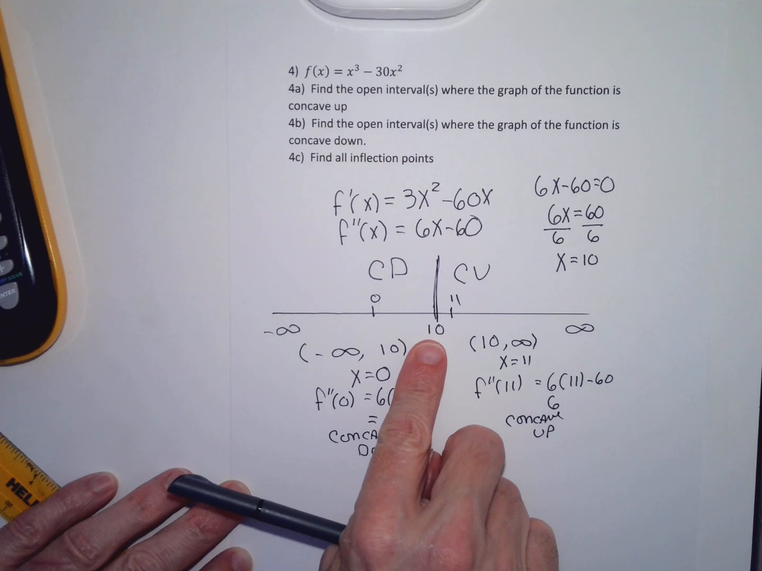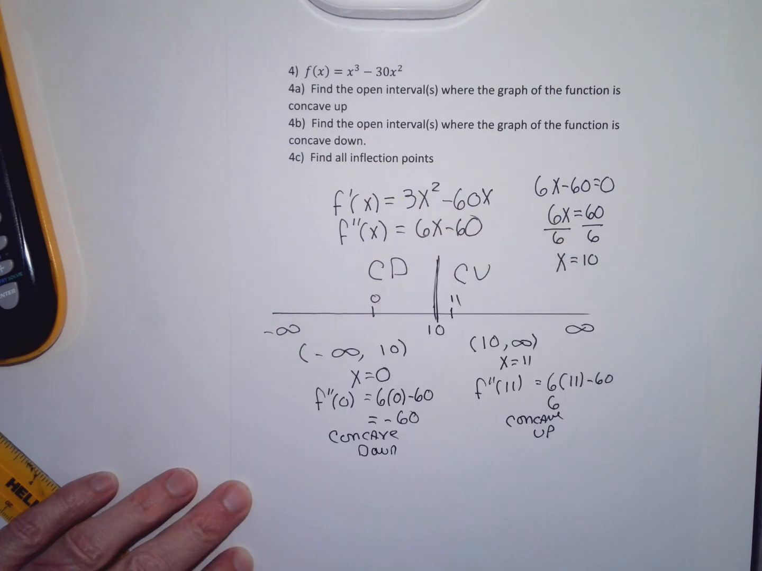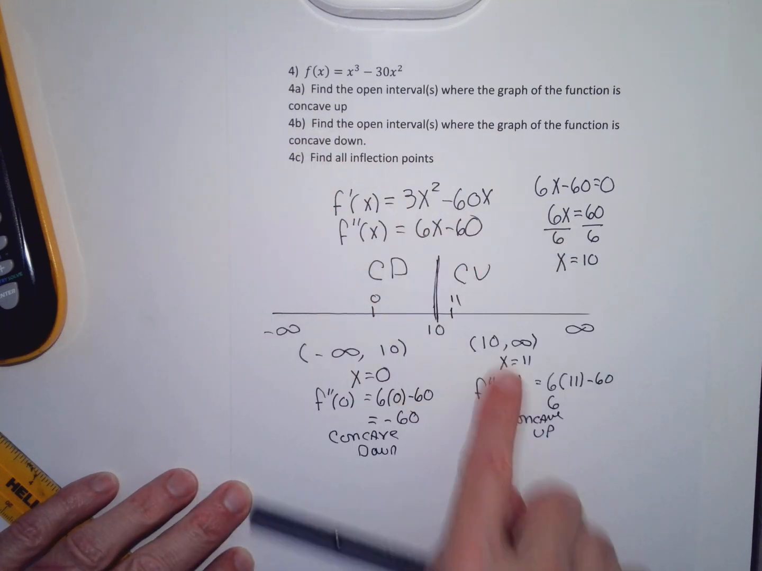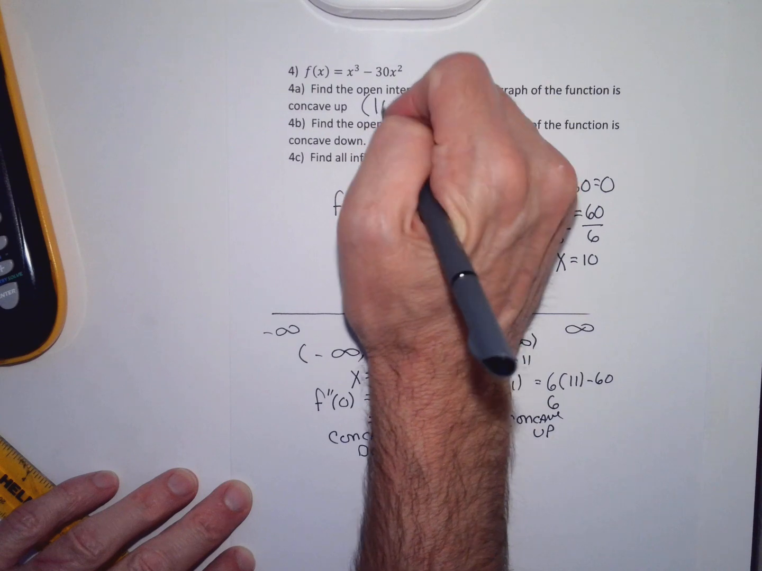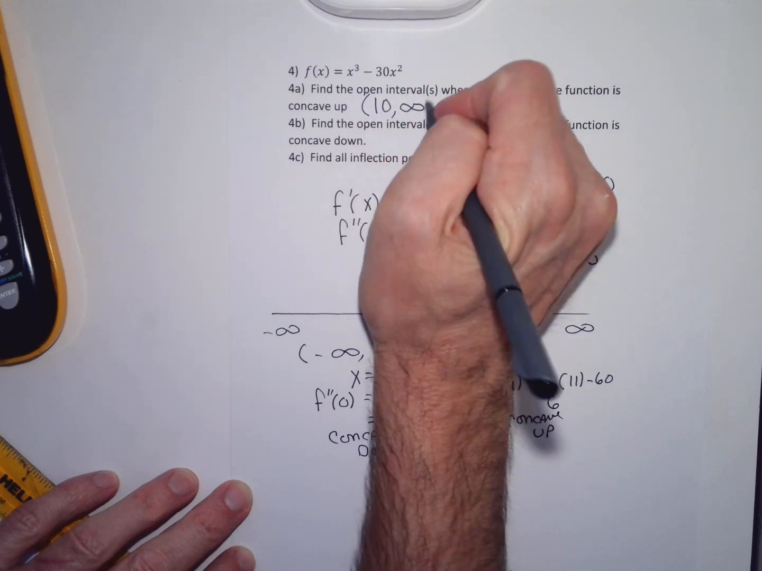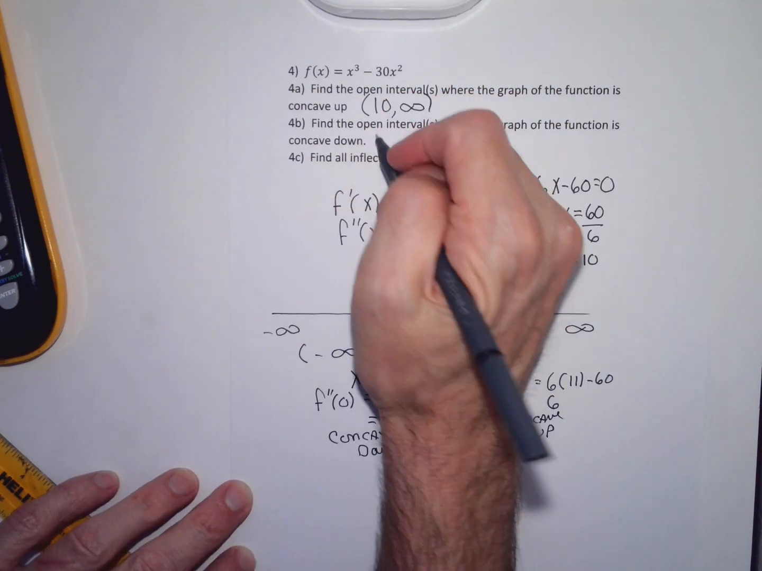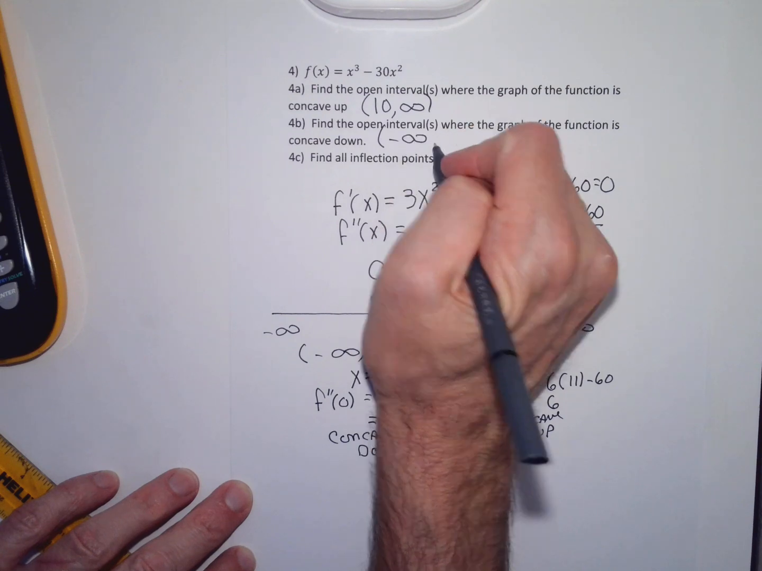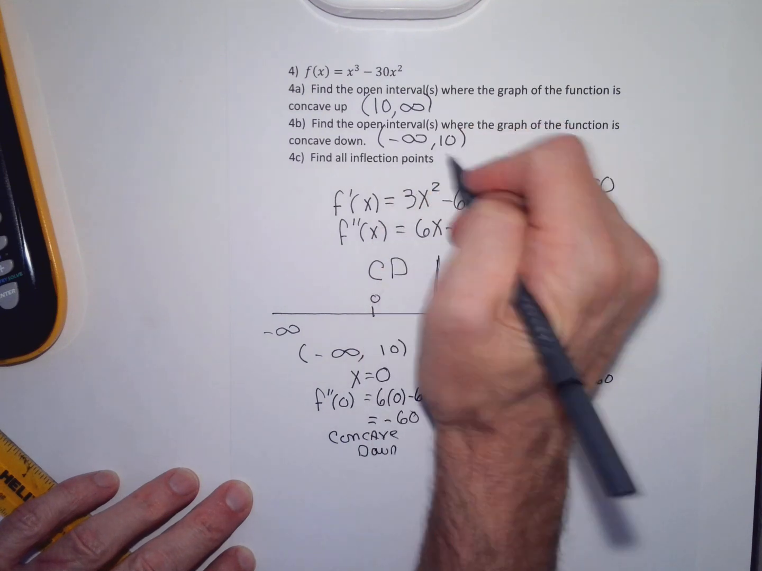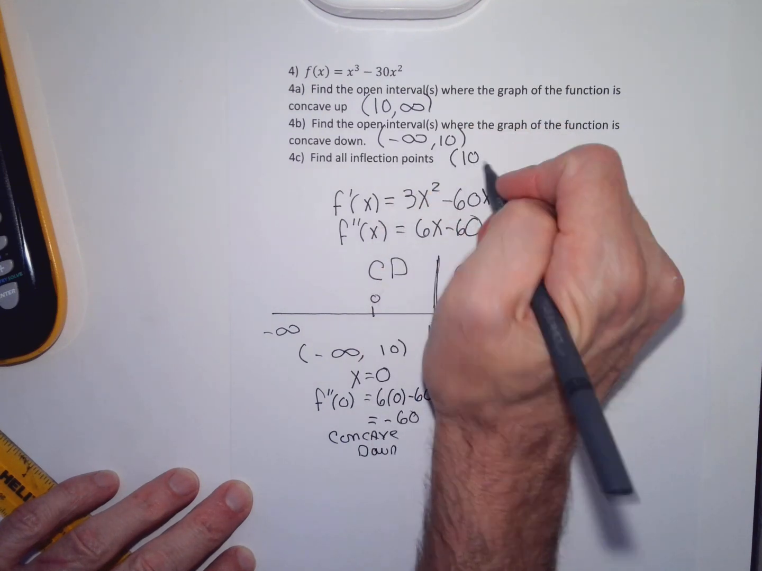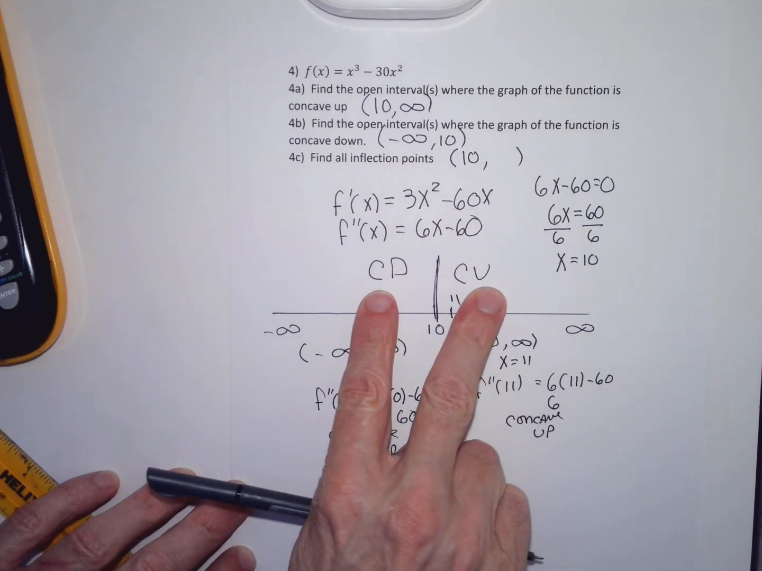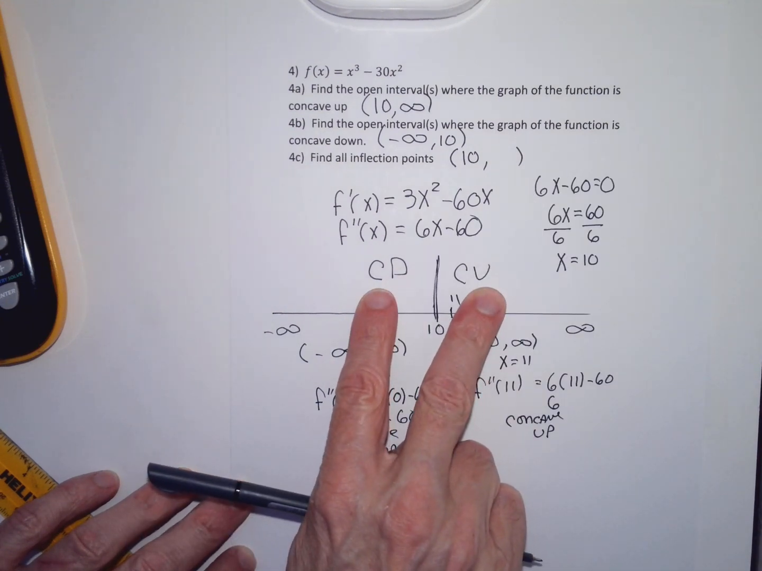10 is a point where the graph is continuous. This is the x coordinate of an inflection point. So let me write some of these answers. The graph is concave up in the interval from 10 to infinity. The graph is concave down in the interval from negative infinity to 10, and the x coordinate of the inflection point is 10 because the graph changes in concavity on either side of 10.